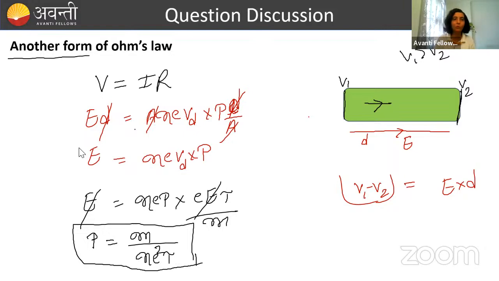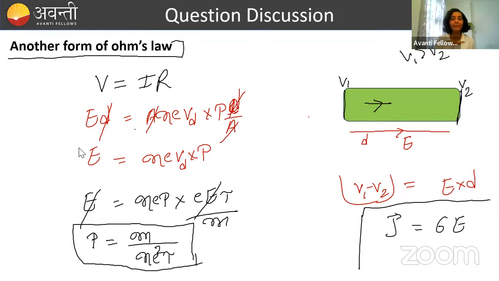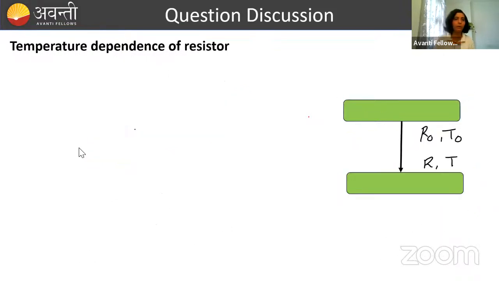Another form of Ohm's law, if you will manipulate it more, you all must have studied. So I'm just giving the formula here. J can be written as sigma E. What is J here? J is the current density. E is what? Electric field. Sigma is what? 1 by rho. So this is another form of Ohm's law. You can get it easily from this expression here. Okay. So again, remember the formula. I'm giving just now the formula.